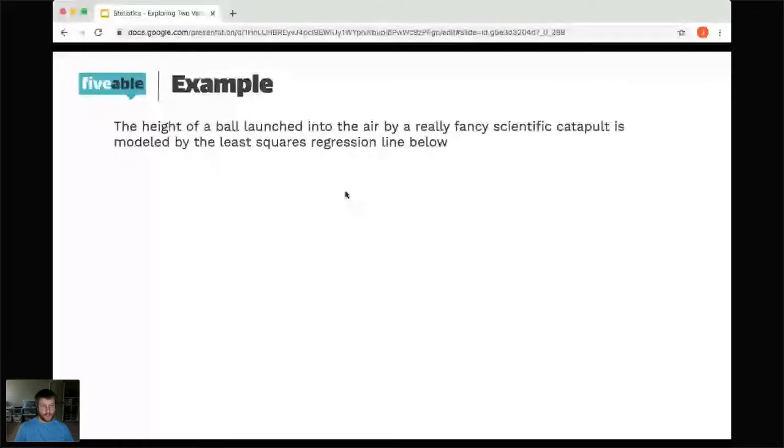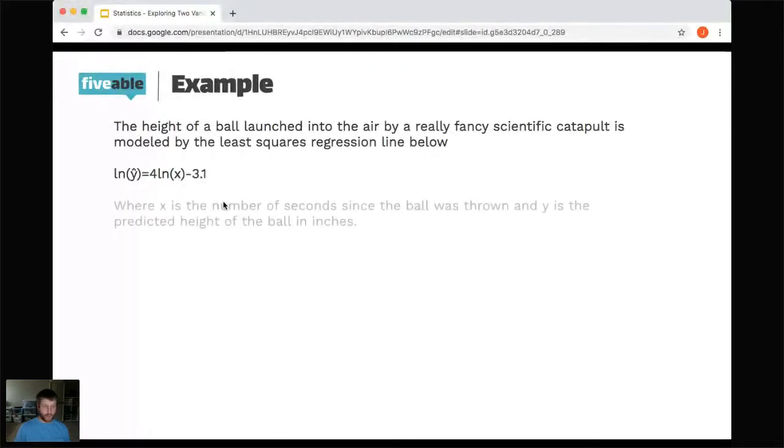The height of a ball launched in the air by a really fancy scientific catapult, I mean top of the line here, is modeled by the least squares regression line below: natural log of y hat is equal to 4 natural log of x minus 3.1, where x is the number of seconds since the ball was thrown and y is the predicted height of the ball in inches.